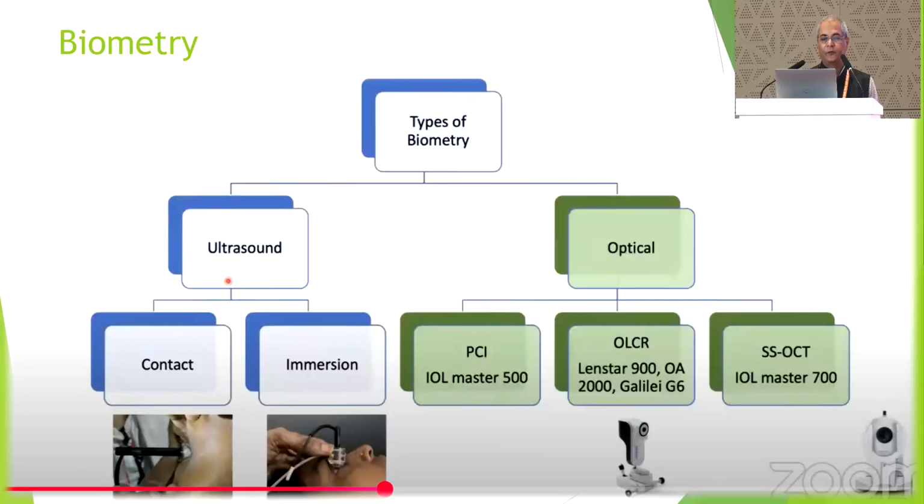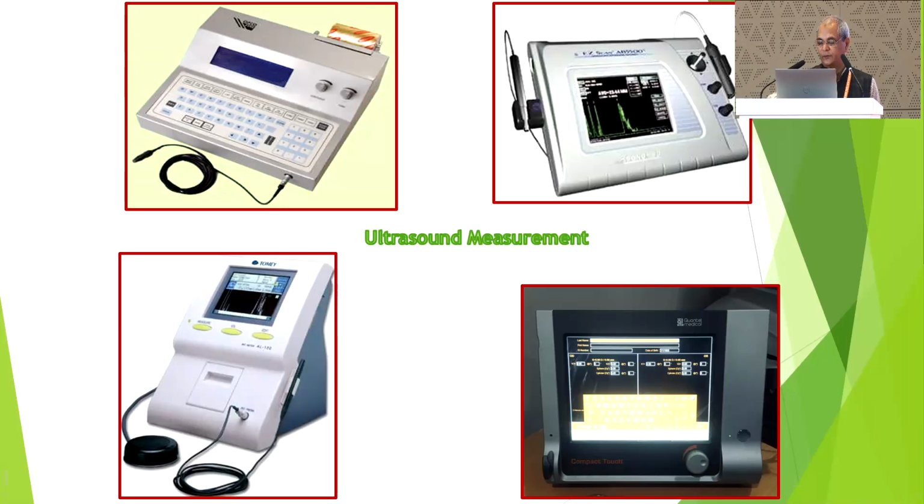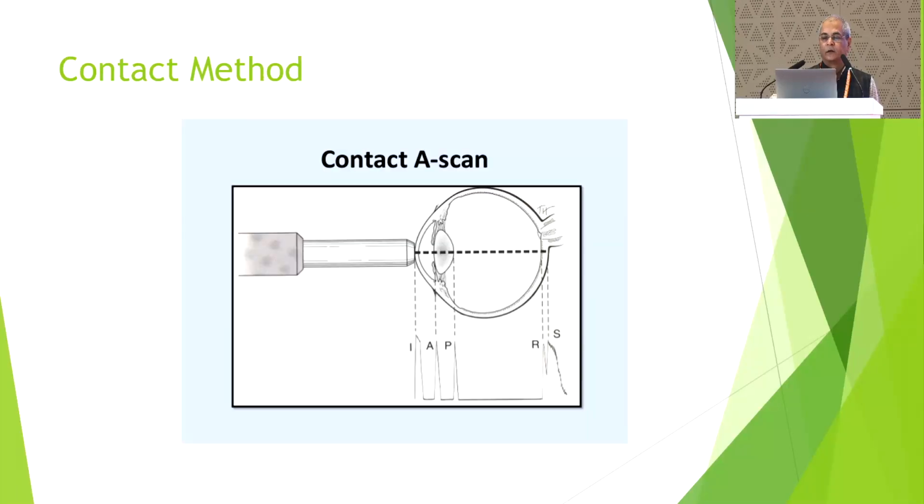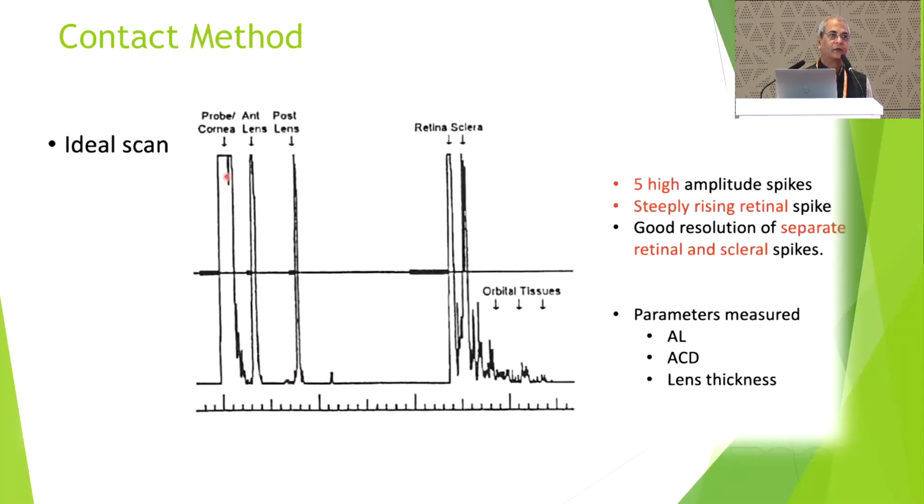So biometry, as you all know, we have ultrasound and optical biometry. There are many types of them. So contact, we are no longer using that. Most of the time we are shifting to the immersion one. Why don't we want to use that? Because of the compression factor or the fluid interface, because of these two, the axial length may increase or decrease.